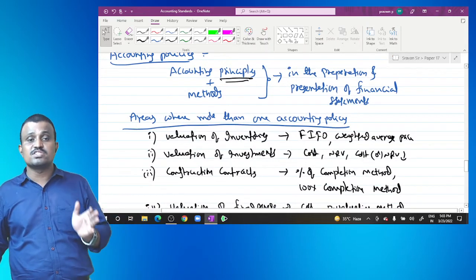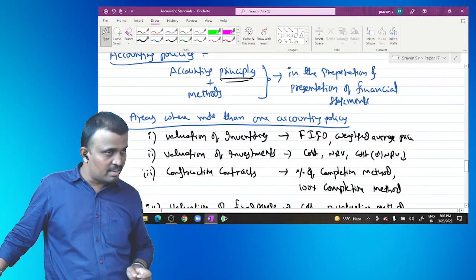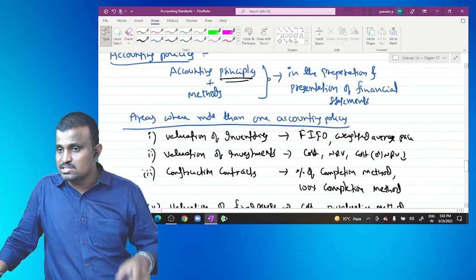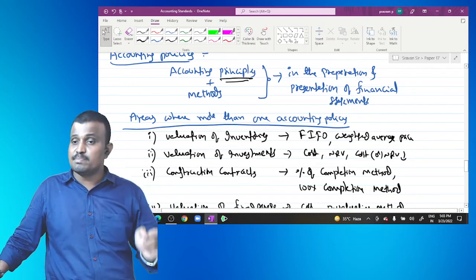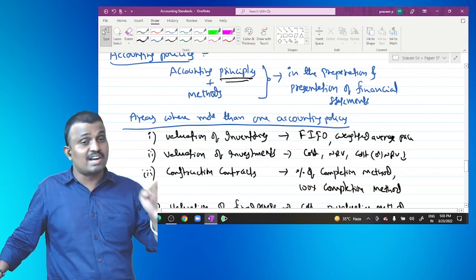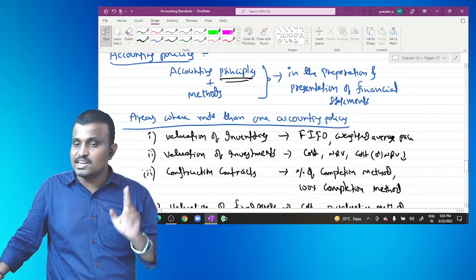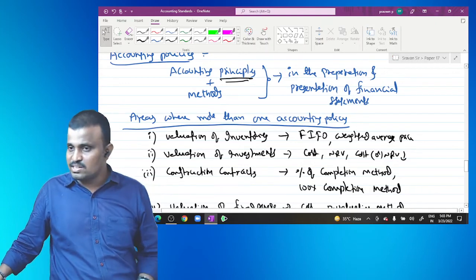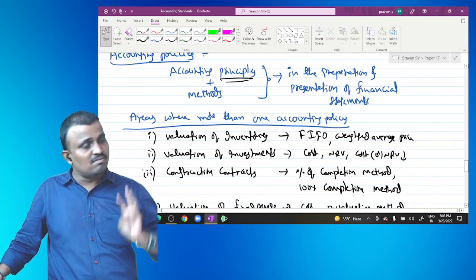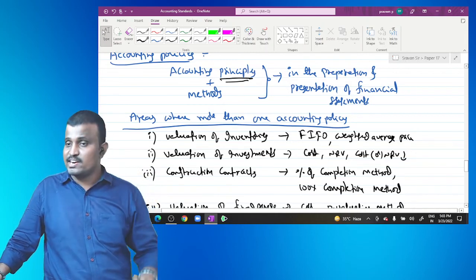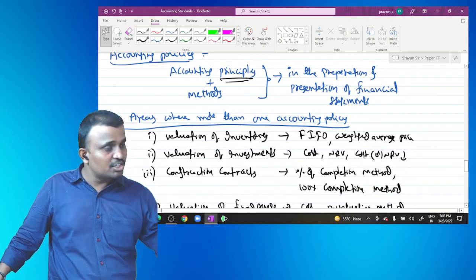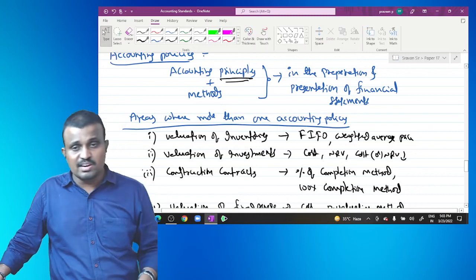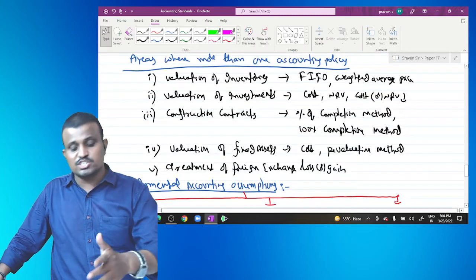So coming to Accounting Standard 1, disclosure of accounting policies. In this standard, we discussed what is meant by accounting policy: accounting principles and methods of applying those principles in the preparation and presentation of financial statements. The second is areas where we have more than one accounting policy, like valuation of inventory, valuation of investments, valuation of goodwill, treatment of foreign exchange loss or gain, recognition of fixed assets, treatment of employee benefits, and construction contracts.